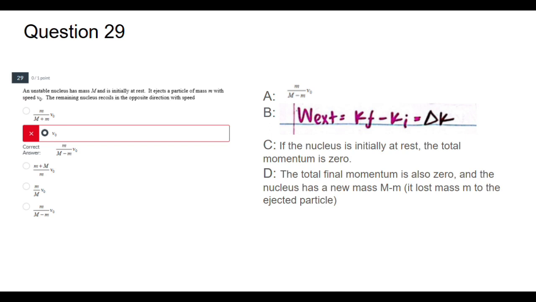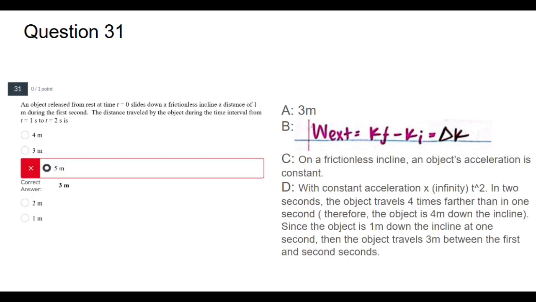The answer to 29 was m over big M minus little m times v initial. If the nucleus is initially at rest, the total momentum is 0. The total final momentum is also 0, and the nucleus has a new mass of big M minus little m. It lost mass m to the ejected particle.